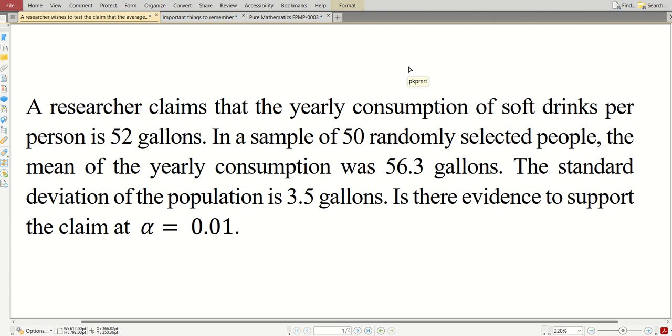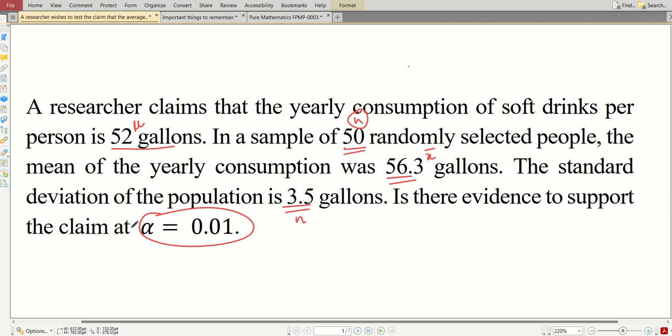Here, if you read this third question, you will find: a researcher claims that the yearly consumption of soft drink per person is 52 gallons. So this is the value of mu, 52 gallons. In a sample of 50, that means this is the value of n, randomly selected people, the mean of the sample is x bar, this is the population standard deviation sigma, and this is the value of alpha, 0.01.